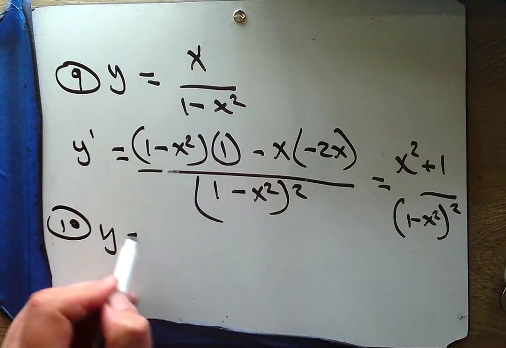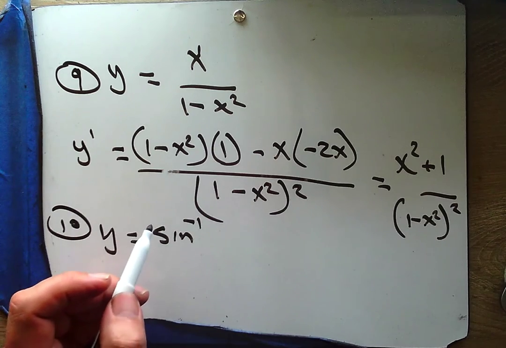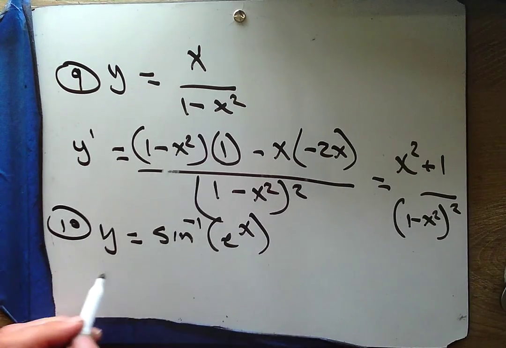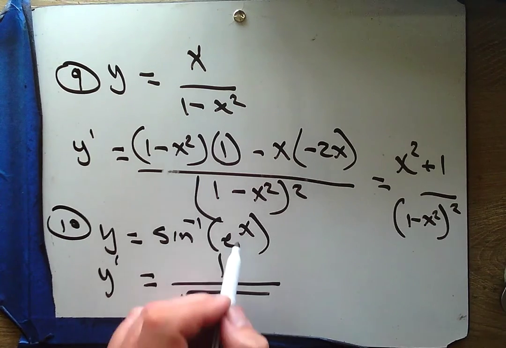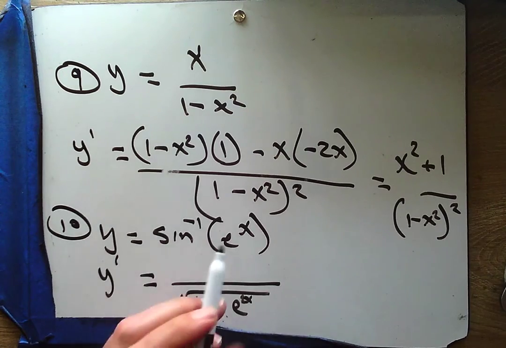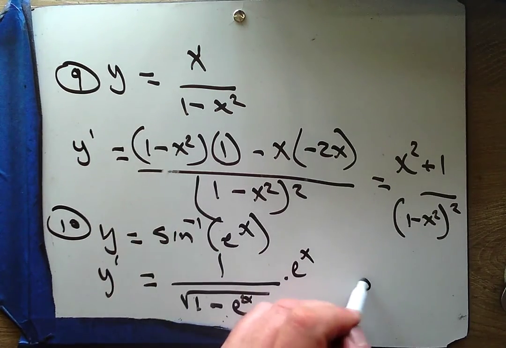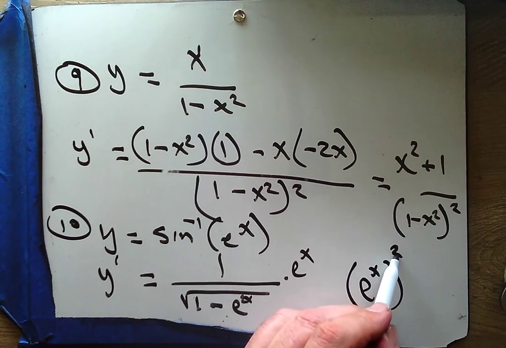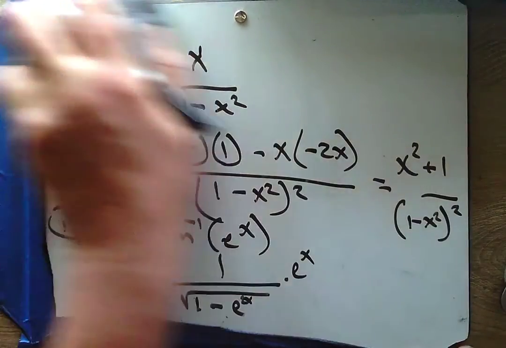10 says y equals sine inverse of e to the x. So we know then that y prime is going to be 1 over square root of 1 minus stuff squared. Yes, that really does say e to the 2x, times the derivative of stuff. Okay, so why is that e to the 2x? Well, think about it. We've got stuff squared. When I raise a power to a power, I multiply it. That's why that's a 2x. Okay, there's problem number 10.